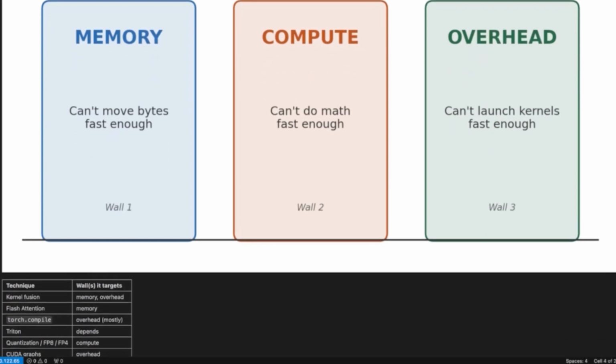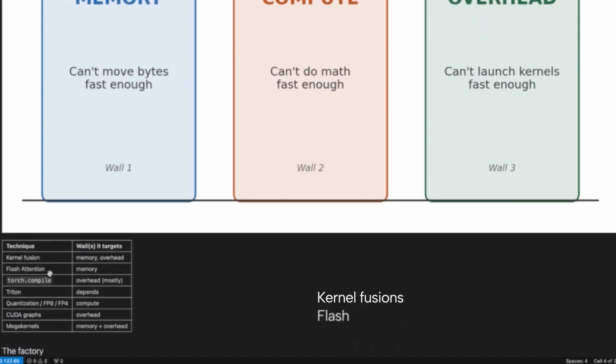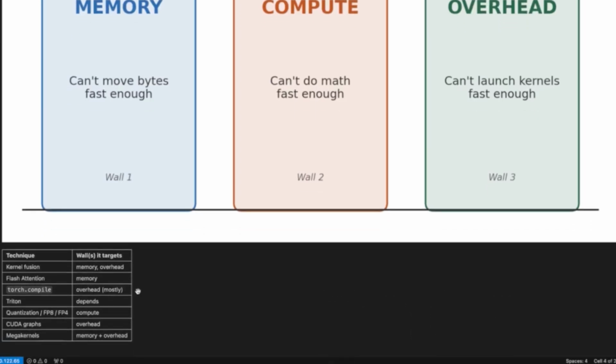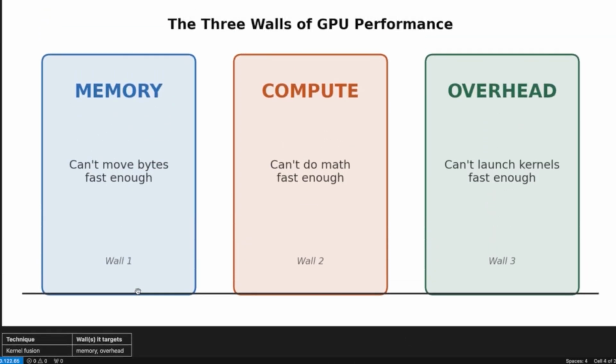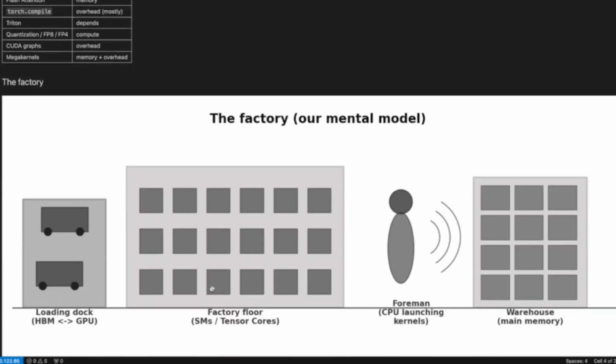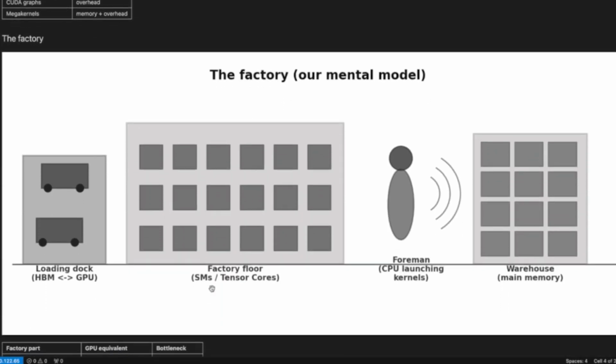Basically every optimization you've heard of, like kernel fusion, FlashAttention, all of this here in the list, Python, CUDA graphs, quantization, all of these are attacking each one of these walls separately. So again, by identifying which wall your GPU program is struggling with, you can just apply whatever technique you want directly. In the GPU performance engineering world, there is a very popular mental model.